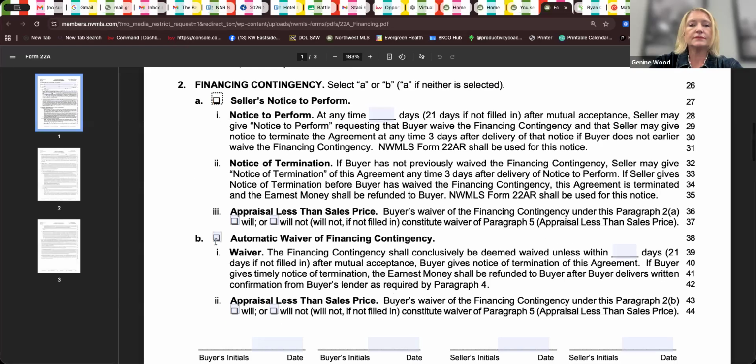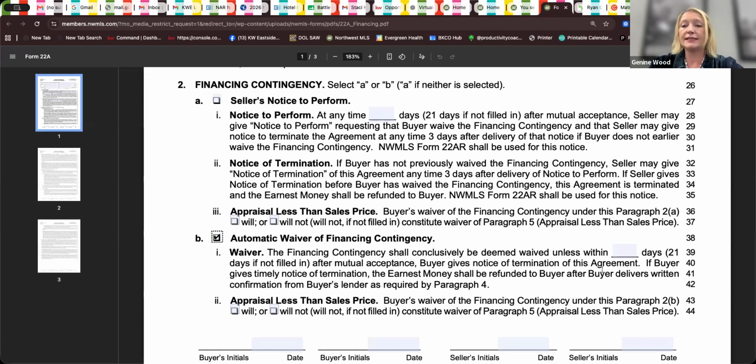Seller friendly. Well, let me go back to this. So appraised less than sales price. The default is that your appraisal will not be waived, but appraisal should be done by now. So you can either check the box, it will or will not. If you leave it blank, again, it will not be the default, meaning if I waive financing, the appraisal contingency is still in play and it's fine.